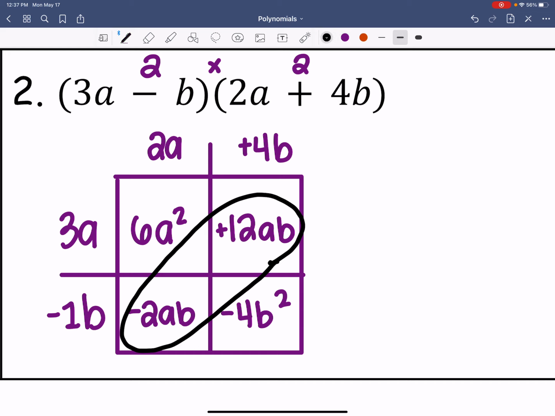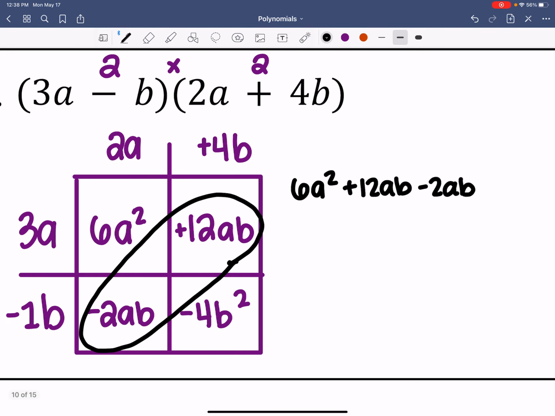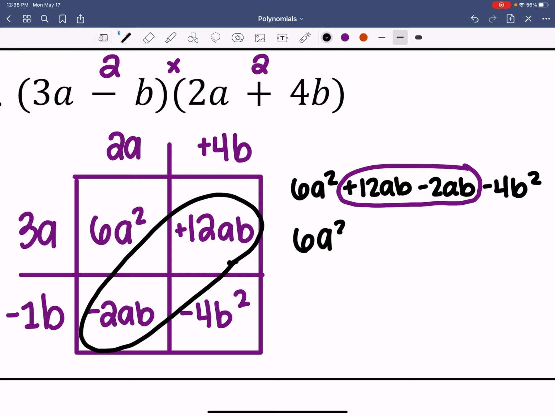So that gives us, our final answer is technically 6a squared plus 12ab minus 2ab minus 4b squared. Now our like terms are there in the middle. So that simplifies to 6a squared plus 10ab minus 4b squared.